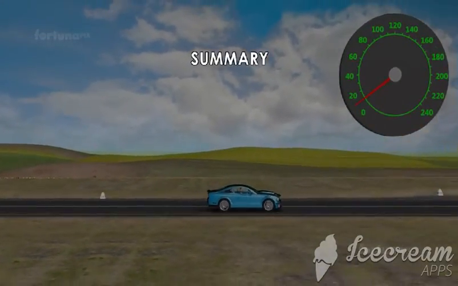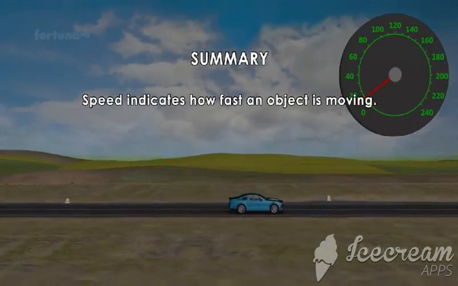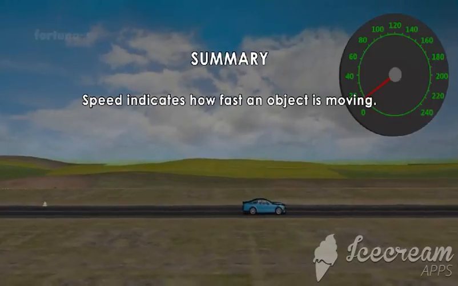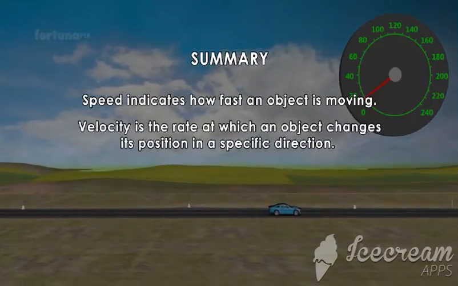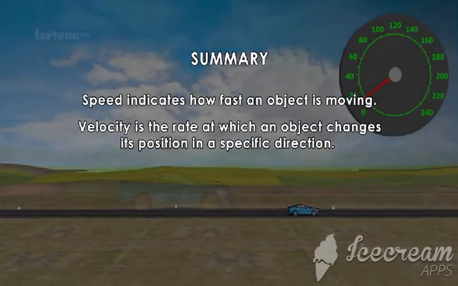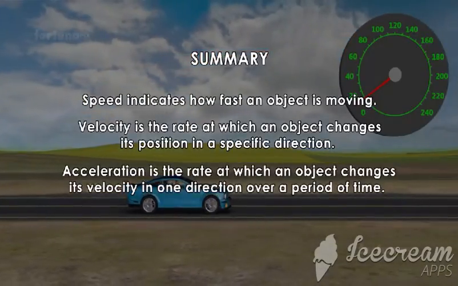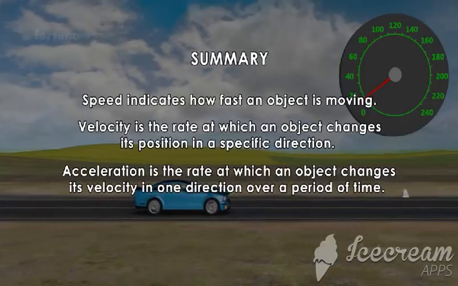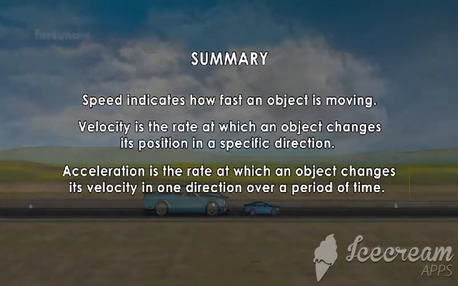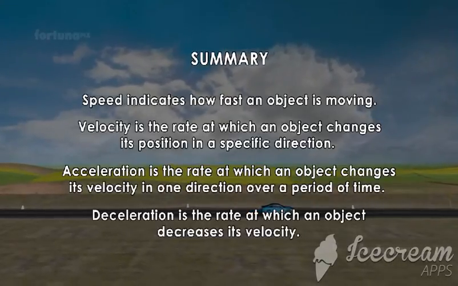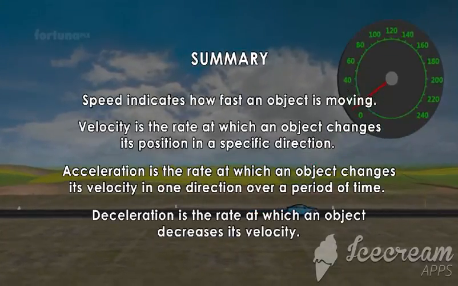Summary: speed indicates how fast an object is moving. Velocity is the rate at which an object changes its position in a specific direction. Acceleration is the rate at which an object changes its velocity in one direction over a period of time. Deceleration is the rate at which an object decreases its velocity.